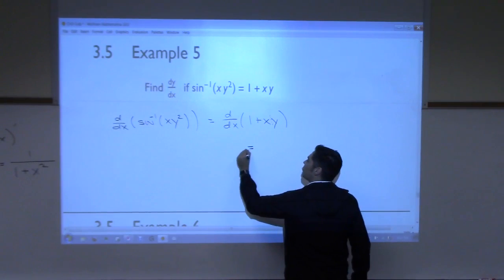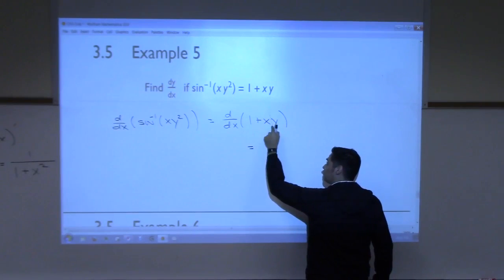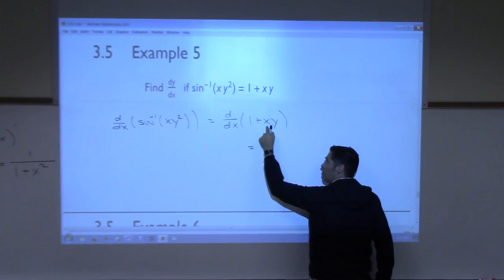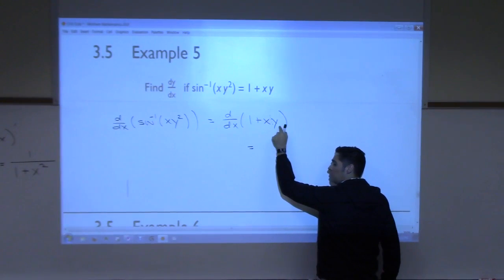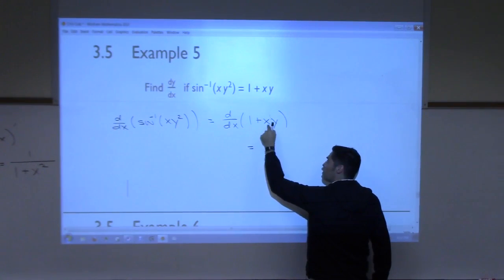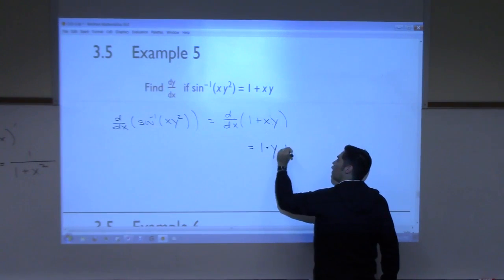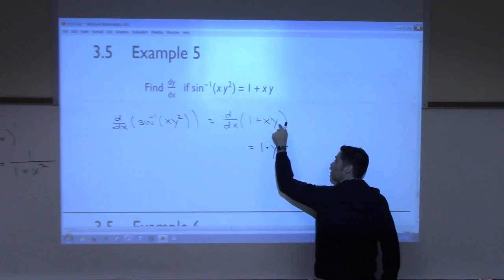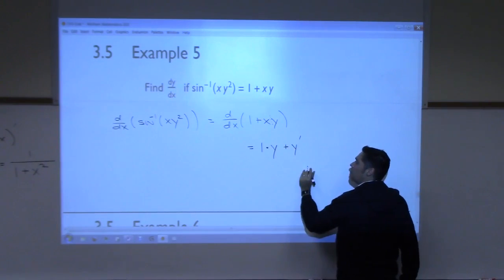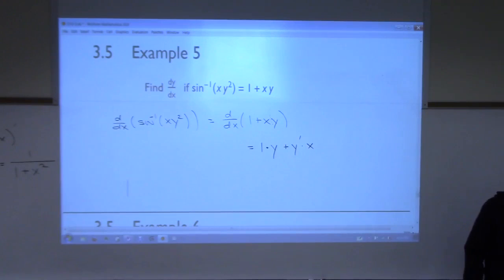So I'm going to have derivative of 1, which was 0. And then when I do the product rule, it's going to be the derivative of this one times this one plus derivative of this one times this one. So what is the derivative of this one? 1 times y plus what's the derivative of y? dy dx or y prime times x. There we go. That's the product rule applied to the right side. And the 1, of course, dropped off to a 0.